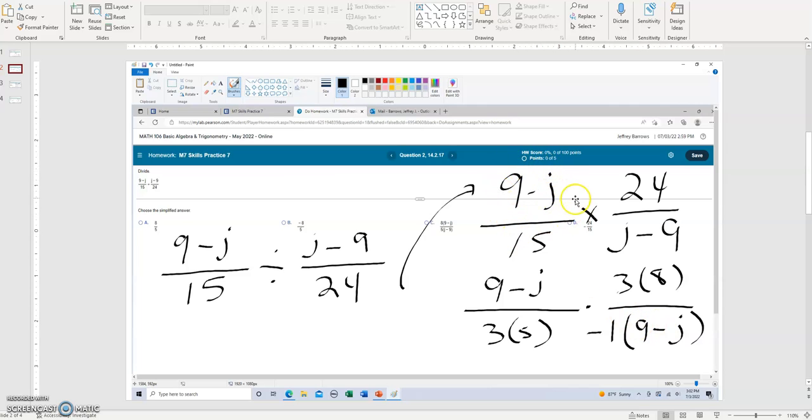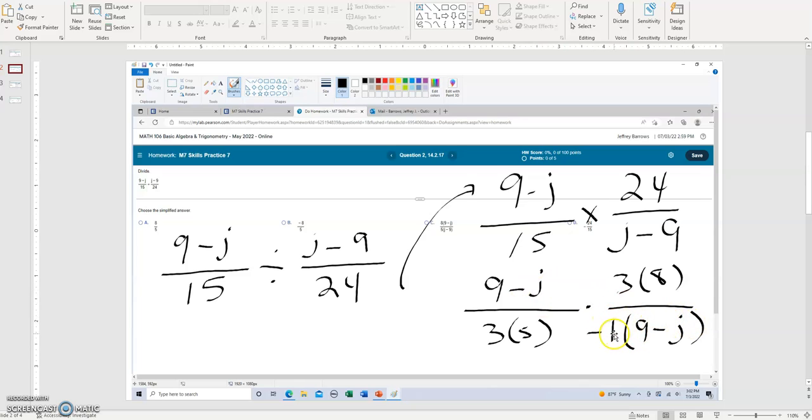A little trickery going on here. Notice we have 9 minus j here, and we have j minus 9 here. I think you might have already come across this, but notice that these 2 factors differ by a negative sign. So as I went down here in the multiplication step, I wrote 9 minus j as 9 minus j. But over here, j minus 9, I factored out a negative 1. And when I factor out negative 1, I can rewrite this as 9 minus j so that I can cancel these 2 factors.